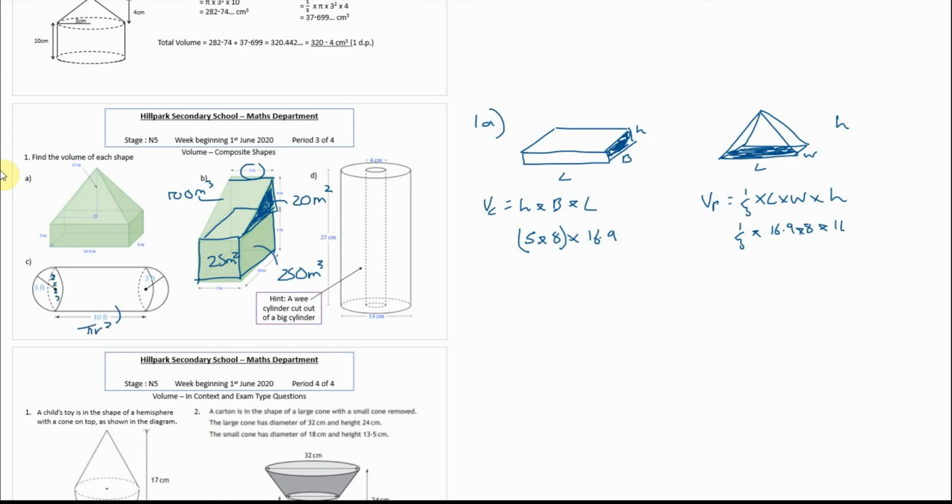Pi r squared, and then times it by the length. Okay. So in fact, I'm just going to write that over here because that's really messy. So it's pi r squared times the length. So that's a wee bit tricky. How do we know what the radius of this circle is now? We've got these spheres on the end.